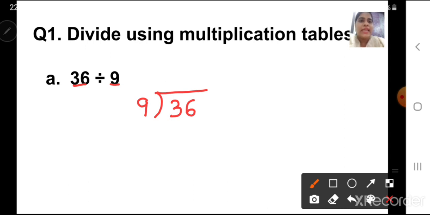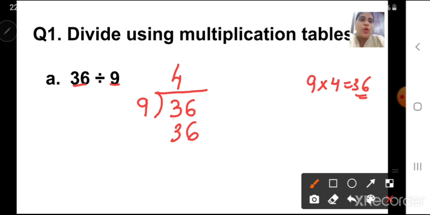Let us say 9's table. Come on children, 9 1s are 9, 9 2s are 18, 9 3s are 27, 9 4s are 36. Correct? So we have number 36. So 9 multiplied by 4 is equal to 36. Now how are we going to write it down? 9 is given here, it is our divisor. 4 will come up here, it is our answer. In this way we write 9 4s are 36.